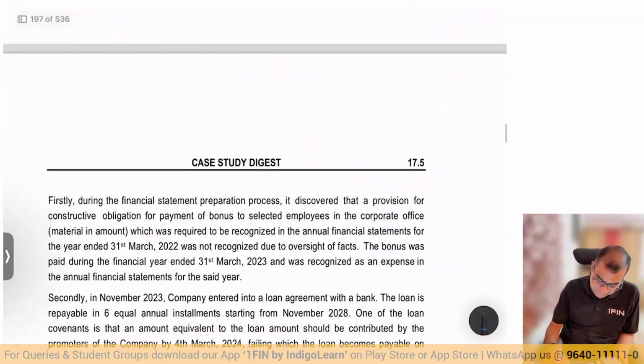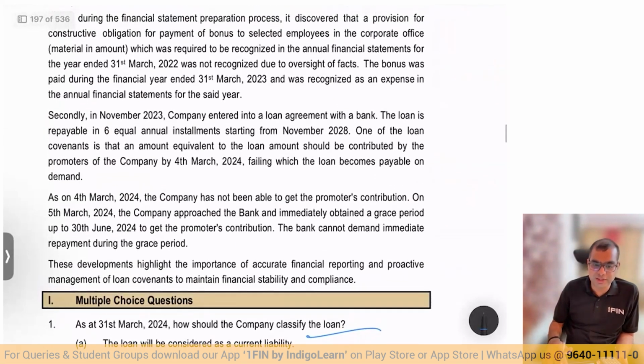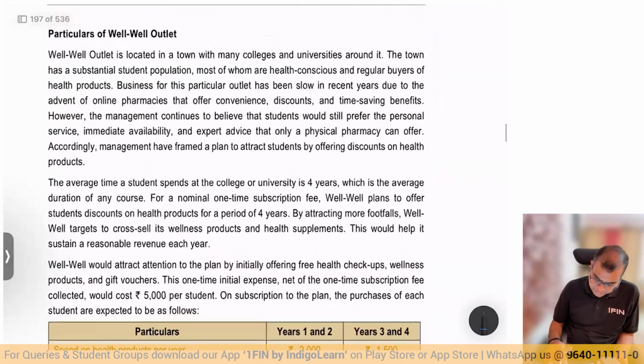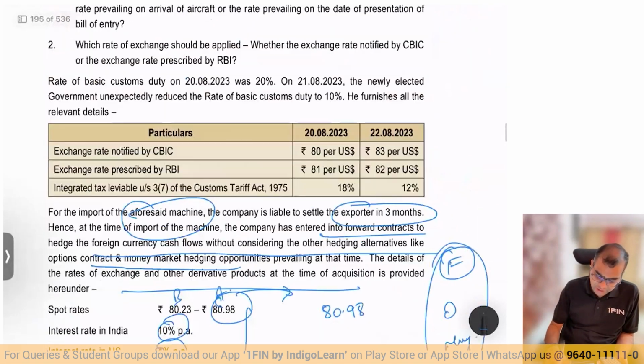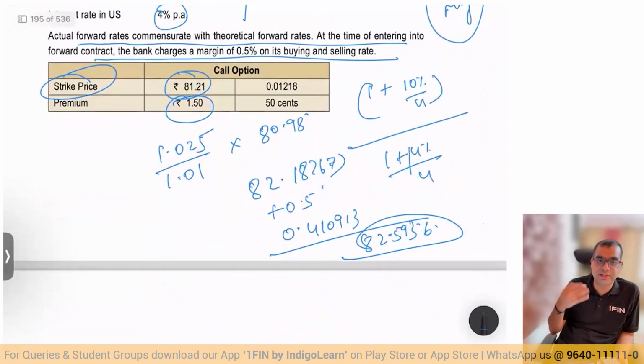They have not said whether the option strike price is achieved or not. They have not told anything. So we'll just assume that the strike price is given, but the spot on the future date is not given. So we'll assume that it gets struck. You achieve the strike price and 81.21 is the rate at which you'll get.